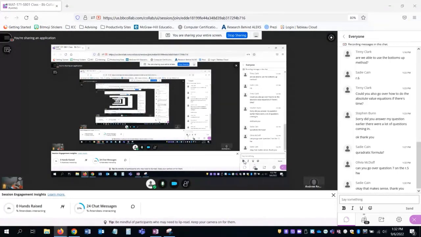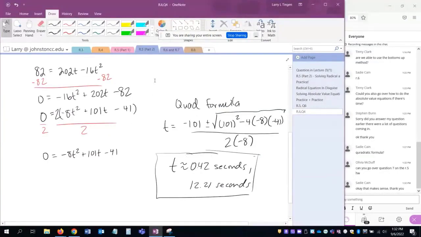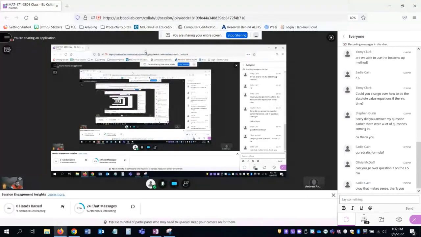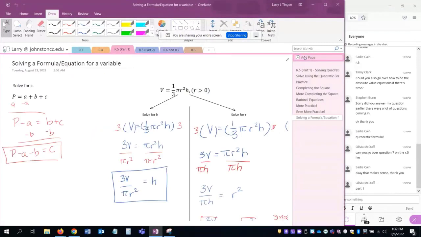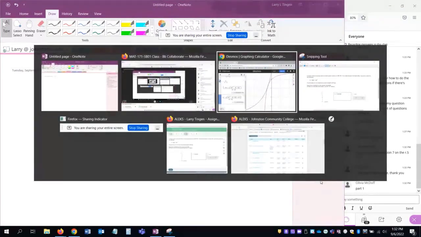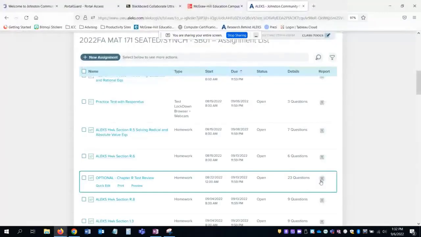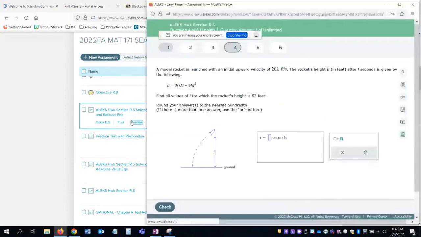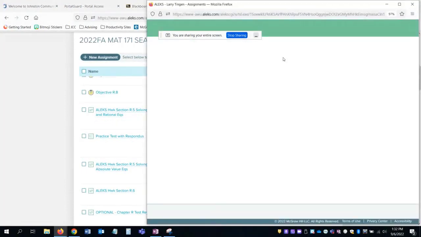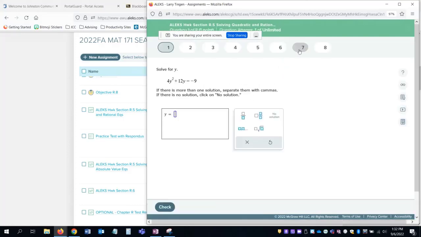Number 7 on the R5. Good. Number 7 on the R5. R5 part 1 or R5 part 2? Olivia, which one? Part 1 or part 2? Part 1. Number 7.